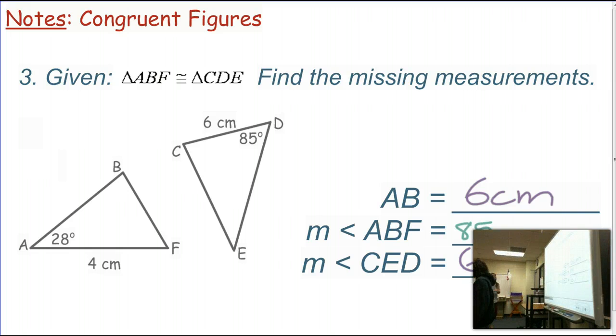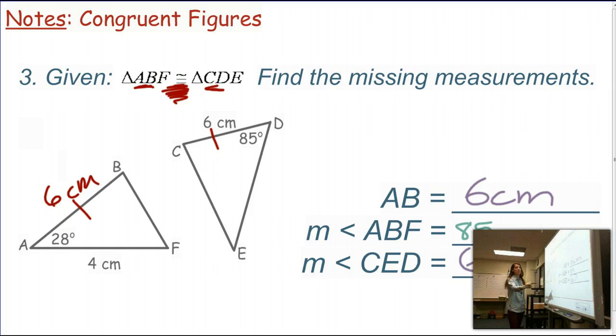All right, so AB. AB is listed first and second. CD is listed first and second. So CD is congruent to AB. The congruent statement never lies. Even if they don't look congruent, I don't care. You trust the congruent statement. So if this is 6 centimeters, then this is 6 centimeters. They correspond. They go with each other. They are congruent.